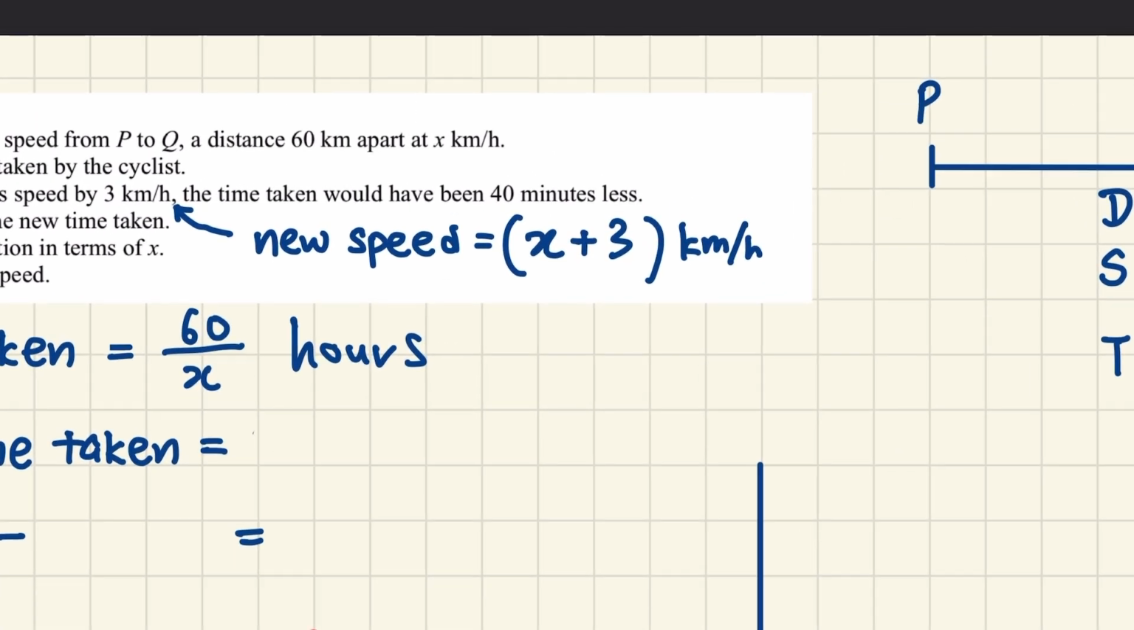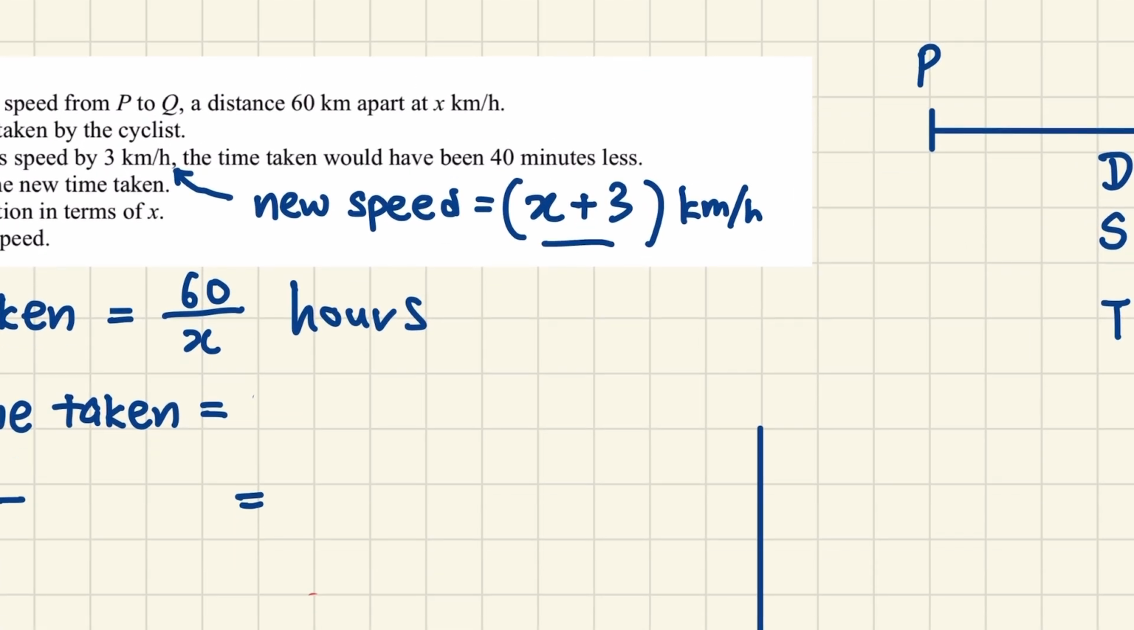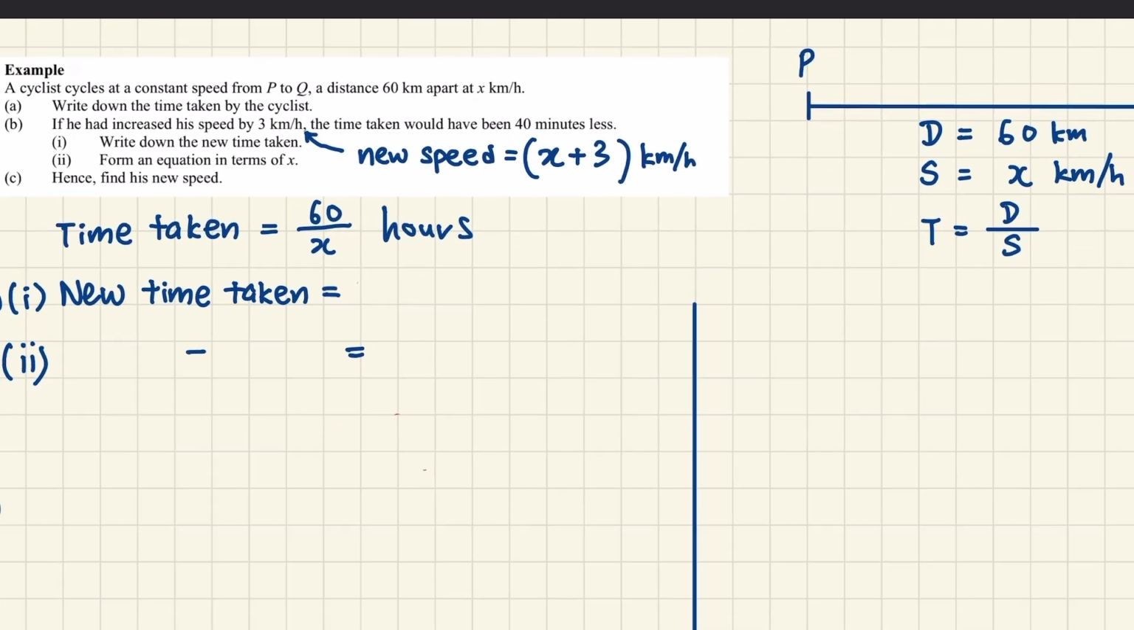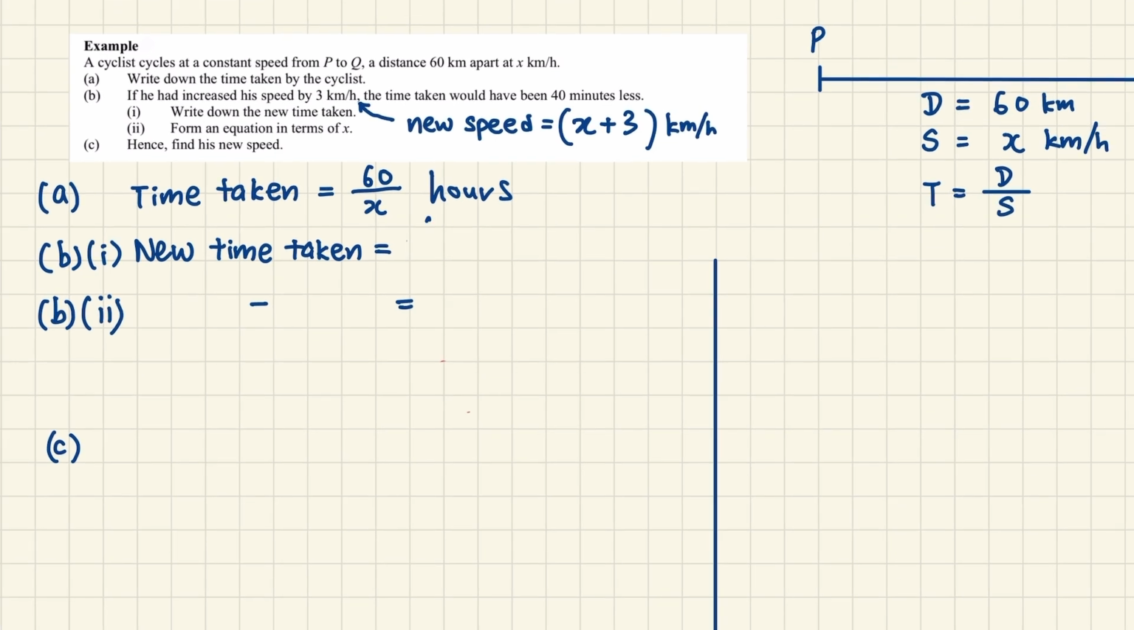In part B, we have a new speed. I put down the new speed just to make it easier for me to process the information. So we have the new speed at x plus 3 kilometers per hour, and therefore the new time taken will be 60 over x plus 3 hours. Next, in part 2, we're supposed to form an equation in terms of x, and we're given this additional piece of information where the time taken is 40 minutes less.